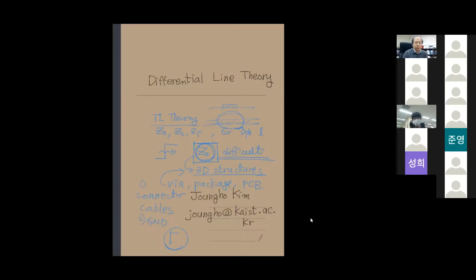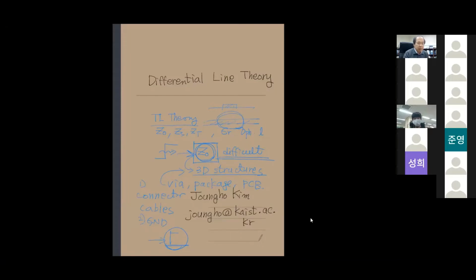In addition to that, at really high-speed digital signaling, we have to think about crosstalk issues and the high-frequency loss effect, and we're going to talk about those things in April classes. But at this moment, let's think about this impedance discontinuities and the reflections.